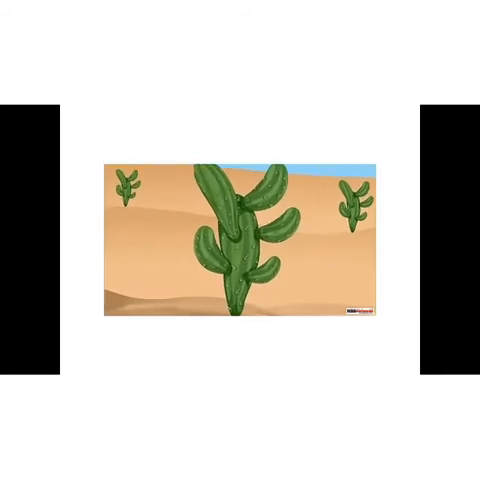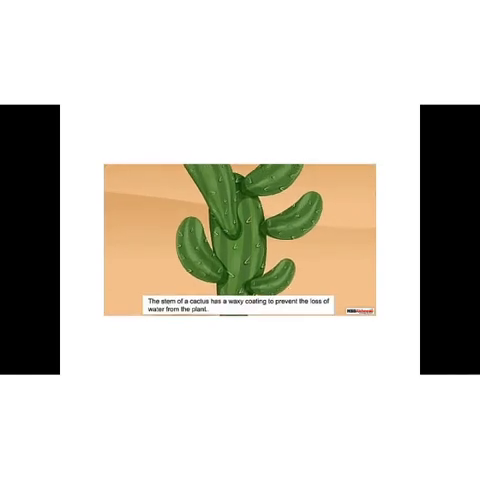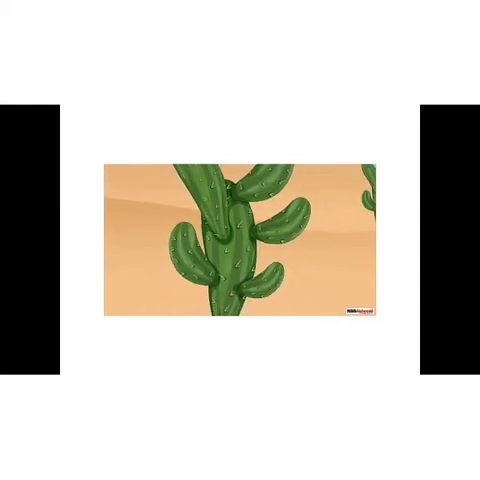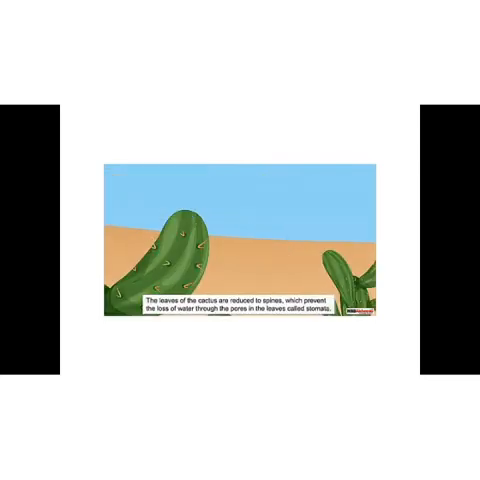A cactus plant has a thick green stem. The thick stem stores water in it when water is available. This stored water helps the plant to survive when water is not available. In addition, the stems also have a waxy coating, which prevents the loss of water from them. You can also notice that a cactus has no leaves. Actually, the leaves in cactus are reduced to spines.